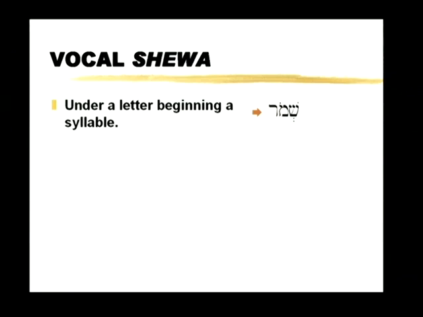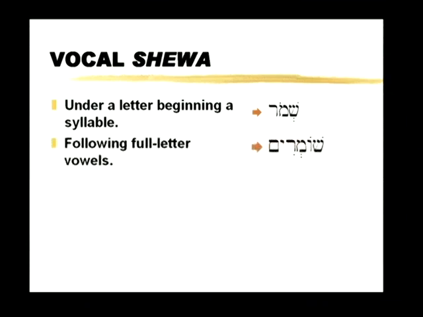So this is shamor. Everyone? Shamor. Okay, you have that sh in there. Shamor. The accent's still on the last part. This is only one syllable because remember half vowels can never make a syllable. They're also following full vowel letters.